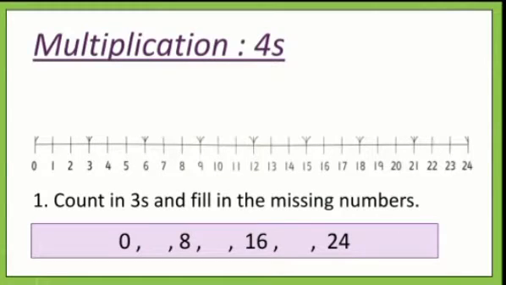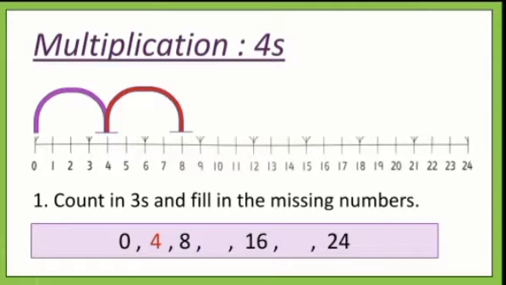Let's move towards the multiplication of 4s. As you can see, a number line and number block with missing numbers. You have to fill them by counting in 4s. Let's count in 4. 4 will come after 0. Fill the number 4 in the number block. Then again count in 4s. The number 8 will come.